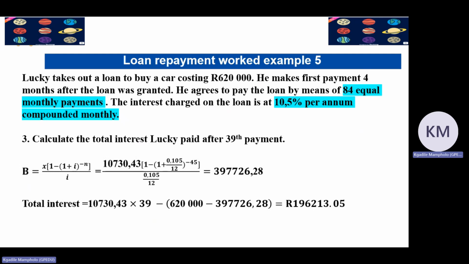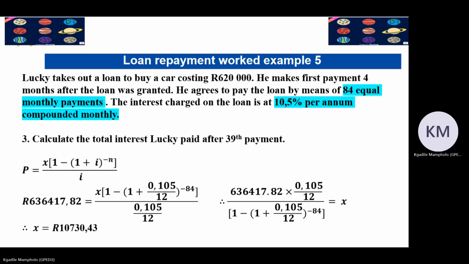But don't forget that without the balance, you use the present value formula. Instead of P, you put B. Then N will be the total time minus the last time you paid. Then it will be 84 minus 39 in this case. Calculate the total interest Lucky paid after.